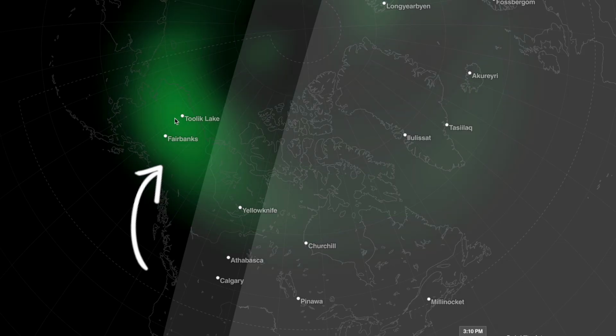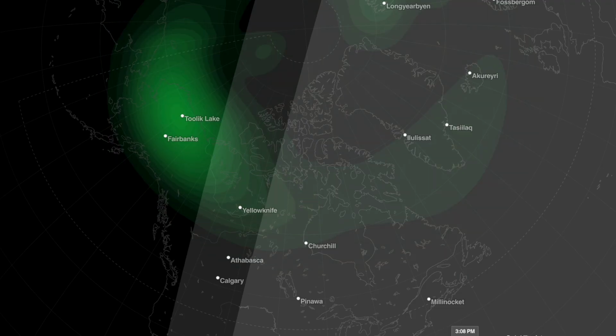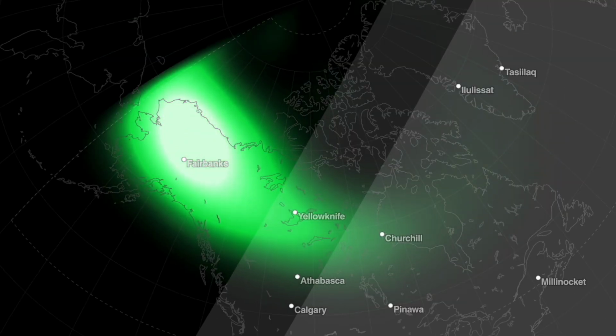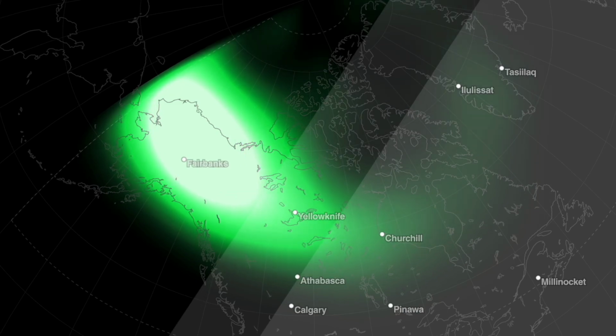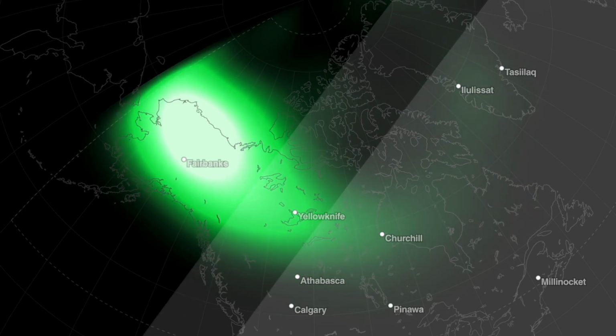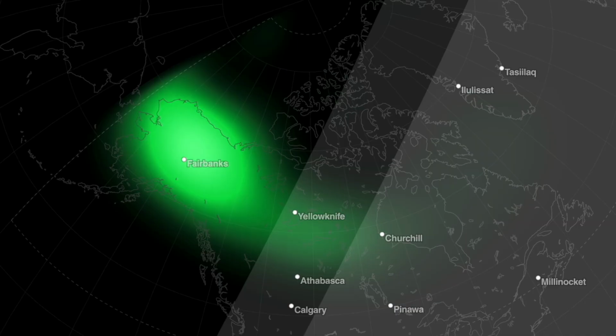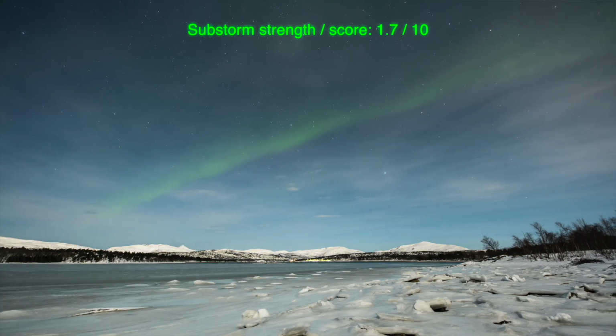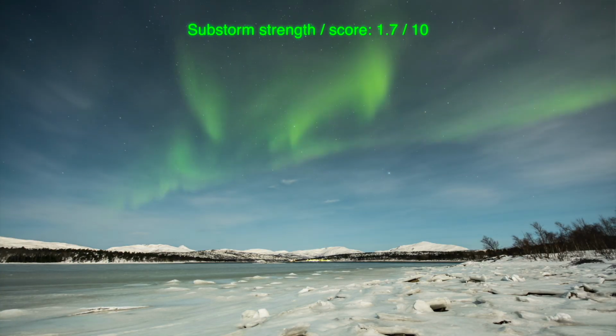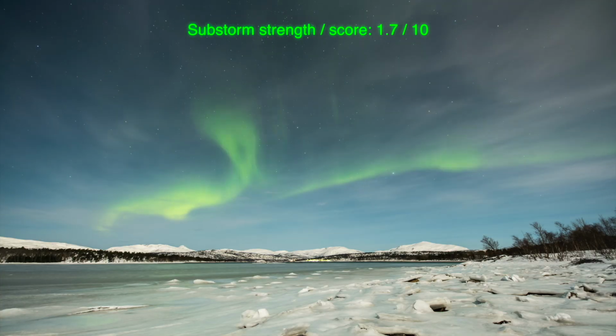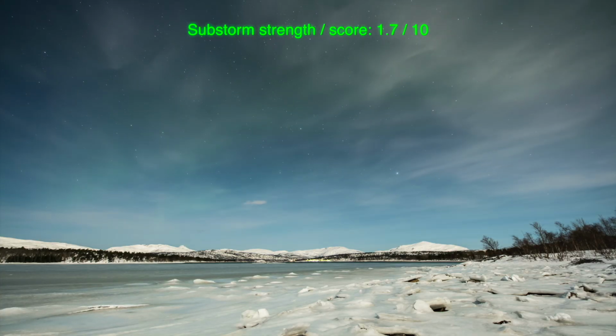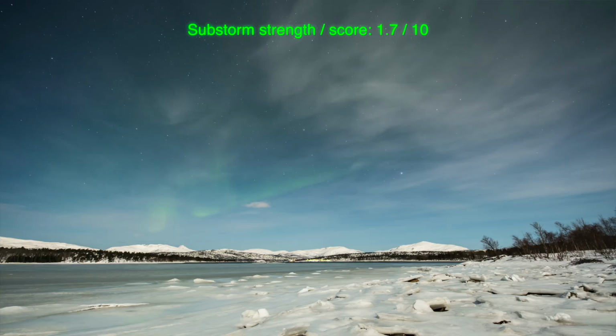The strength of the substorm, though, will be indicated by the score when you click on the brightest green area in the model. How green our model is often represents rather well how bright and dynamic the aurora substorm or the aurora activity is itself. Generally speaking, a score below 2 or 3 out of 10 means that the substorm or the aurora activity is on the less dynamic side and the less bright side.